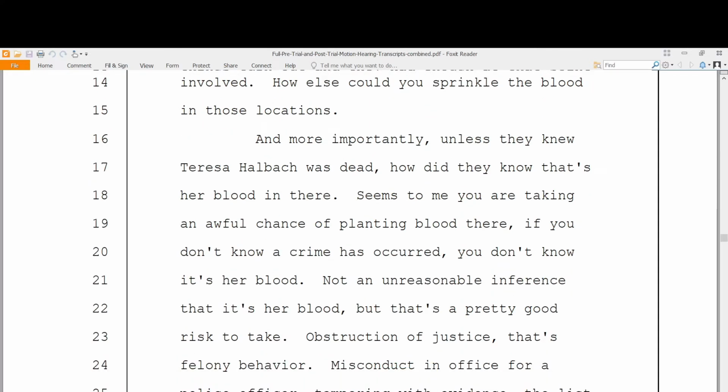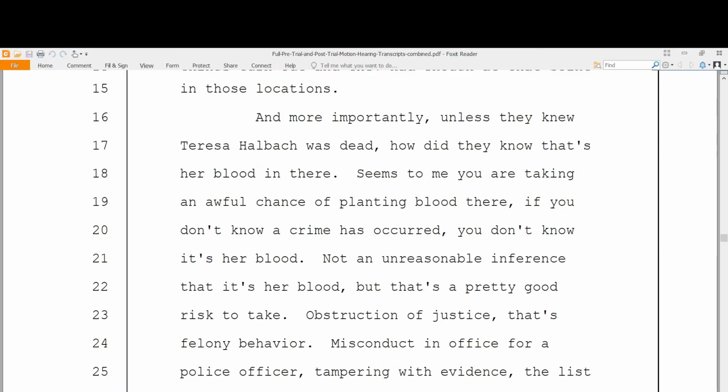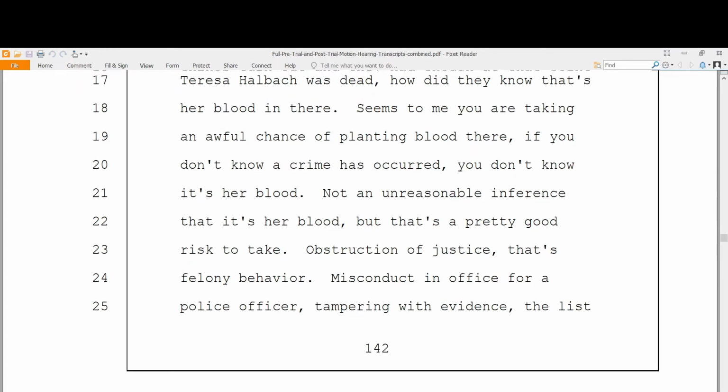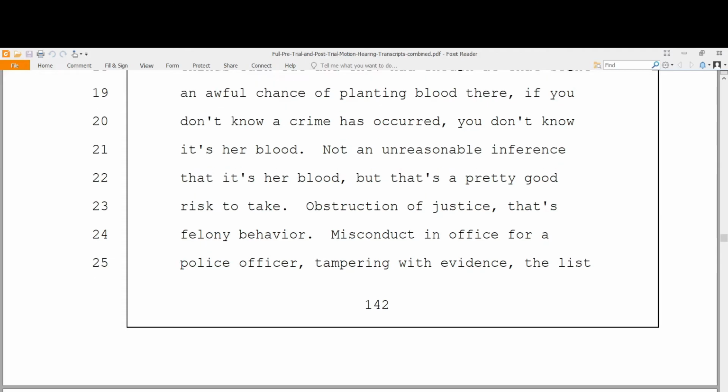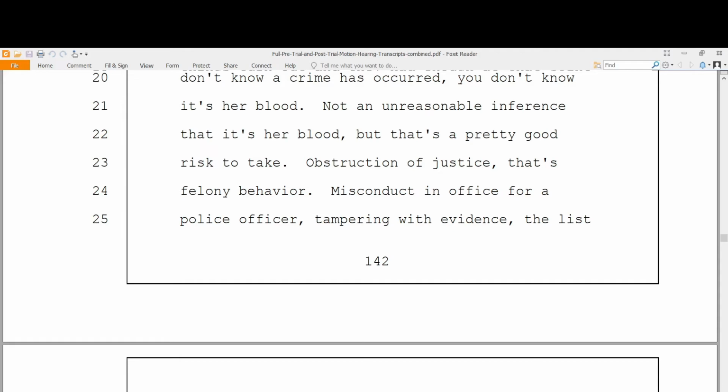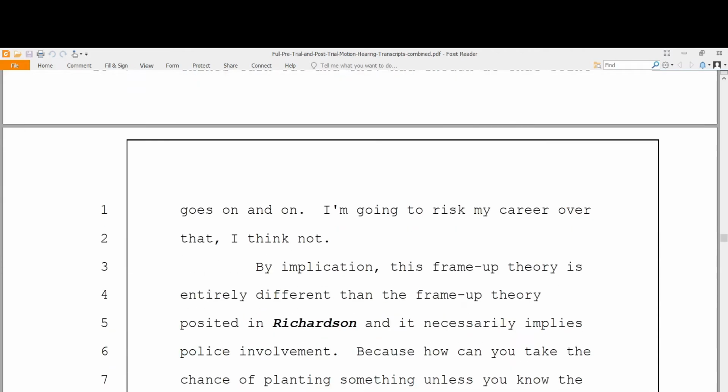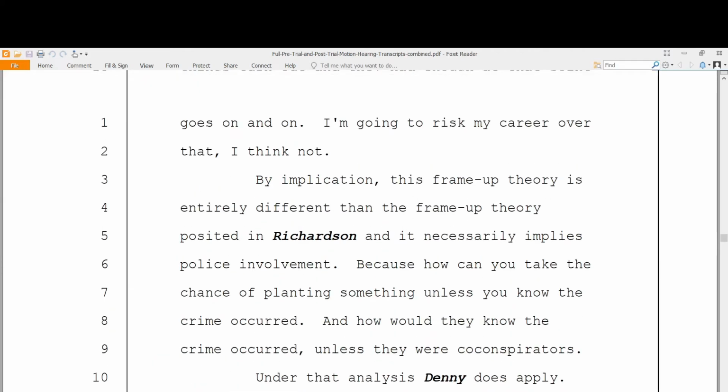And more importantly, unless they knew Teresa Halbach was dead, how did they know that's her blood in there? Seems to me you're taking an awful chance of planting blood there. If you don't know a crime has occurred, you don't know it's her blood. Not an unreasonable inference that it's her blood, but it's a pretty good risk to take. Obstruction of justice, that's felony behavior. Misconduct in office for a police officer, tampering with evidence, the list goes on and on. I'm not going to risk my career over that.